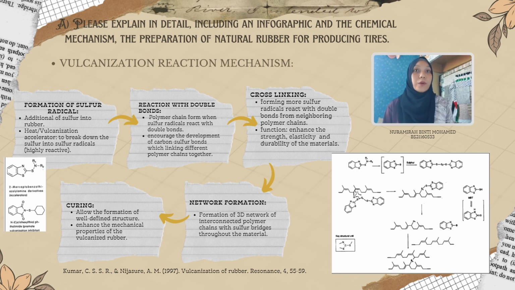Next is cross-linking, whereby more sulfur radicals react with double bonds from neighboring polymer chains. It is used to enhance the strength, elasticity, and durability of the material. Next is the network formation, whereby a 3D network of interconnected polymer chains with sulfur bridges forms throughout the material. And lastly, curing, which allows the formation of a well-defined structure. This is used to enhance the mechanical properties of the vulcanized rubber.